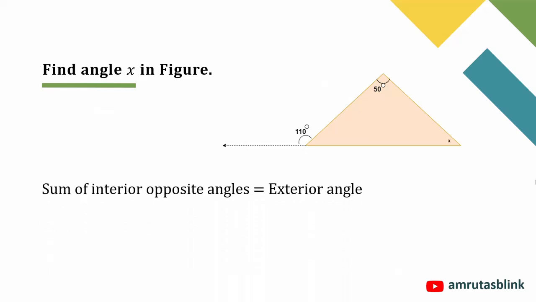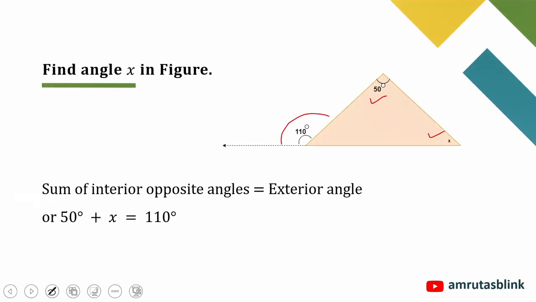Find angle X in the figure. Now we have studied the property that the sum of interior opposite angles is equal to the exterior angle. What is the exterior angle here? The exterior angle is this one, which is equal to 110 degrees. One of the interior angles is 50 degrees and another interior angle is X. So we can say that 50 plus x is equal to 110 degrees, and hence x is equal to 110 minus 50, which is equal to 60 degrees.